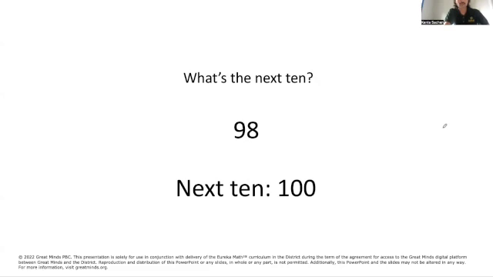Now, how many more do we need after 98 to make 100? How many more do I need? Allison S. Yeah, I need 2 more, right? 98 plus 2 is equal to 100.